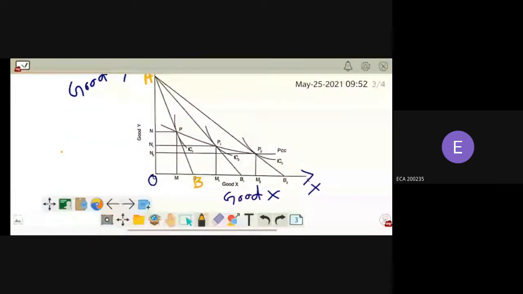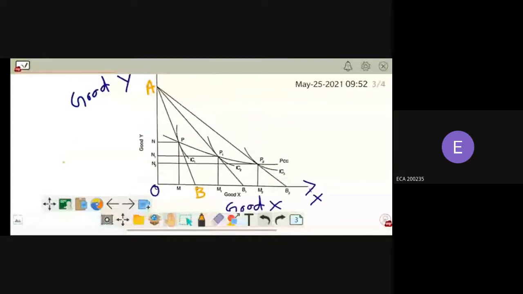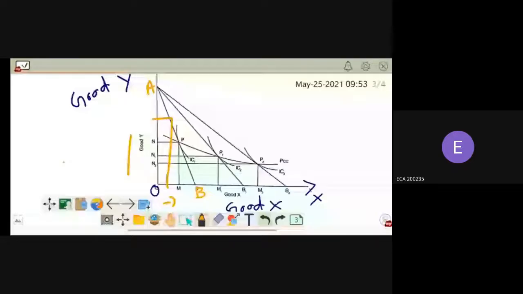So either the consumer can buy OA units of Y or OB units of X, or various combinations in between along the budget line, and that you have studied in detail.